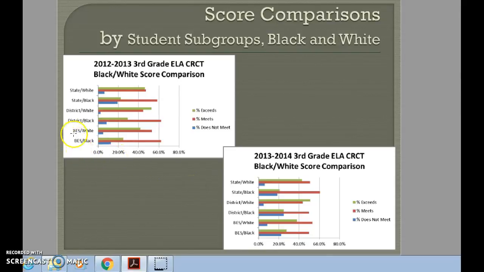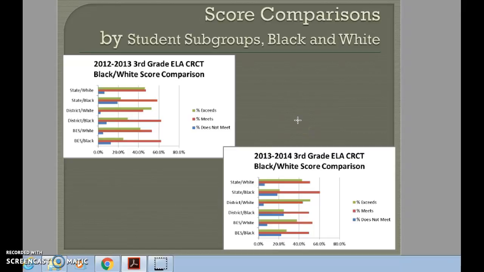So on this graph, we have our school BES and the data for white and black test scores. We also have the district data and the state data. And what we'll notice is our area of blue, which is does not meet, shows that there's a huge gap between our black population of students and our white population of students. And that gap was significant for both the 2012-2013 year and the 2013-2014 year. So that is something that we definitely needed to study the milestone data to see if that was remaining consistent.